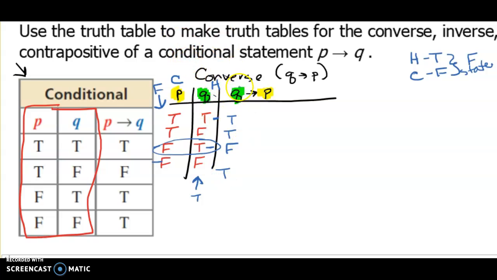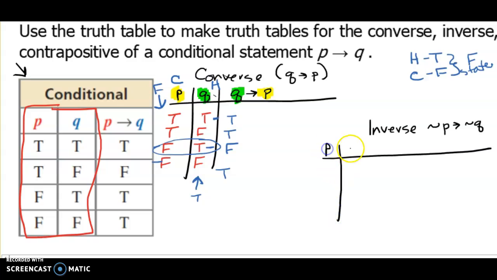So that would be the truth table for the converse. Okay, let's do the truth table for the inverse. Now remember, inverse is not P, then not Q. Okay, this is a little more in depth, but it's the same concept. So we're still going to start with P and with Q. So we're still going to start true, true, false, false, true, false, true, false.